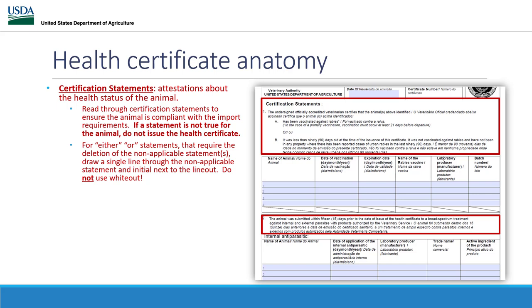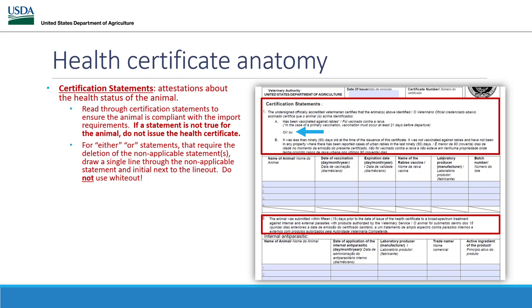Regardless of whether or not the certification statements are pre-printed, you must carefully read through the statements to confirm they are true for the animal. If the statements are not true, you cannot issue the health certificate. Sometimes certification statements are either-or statements to allow for different but equally acceptable health statuses, as seen here.